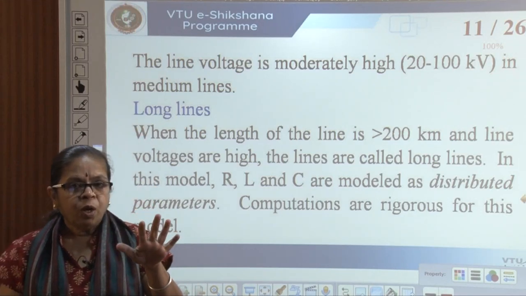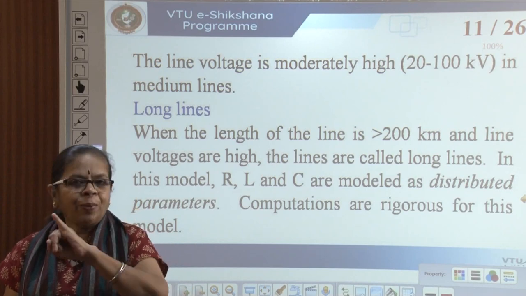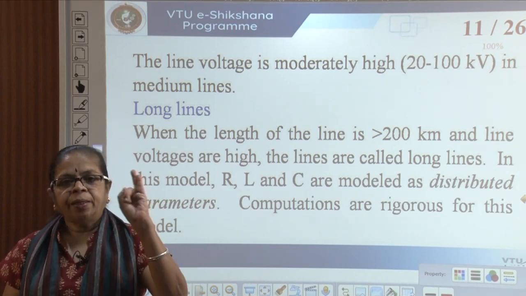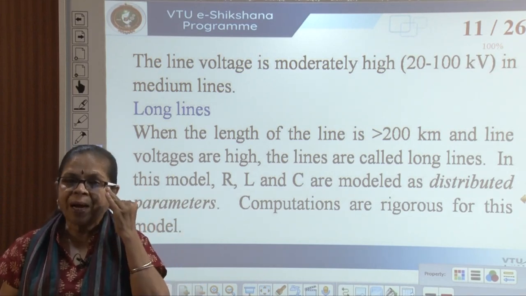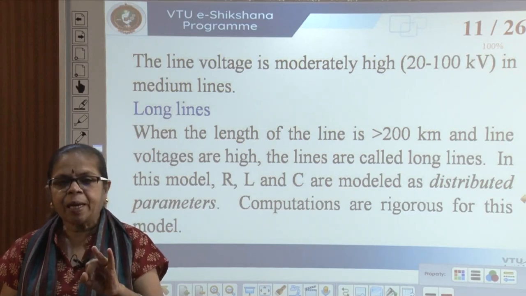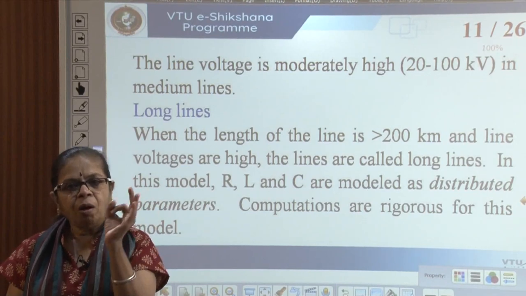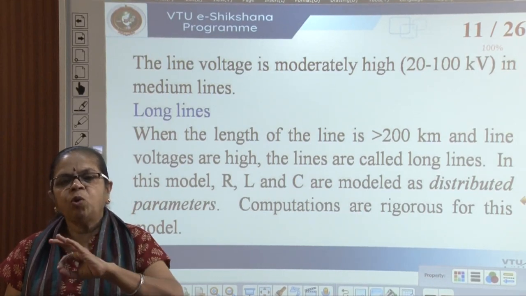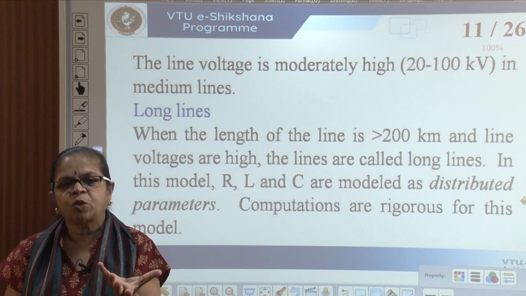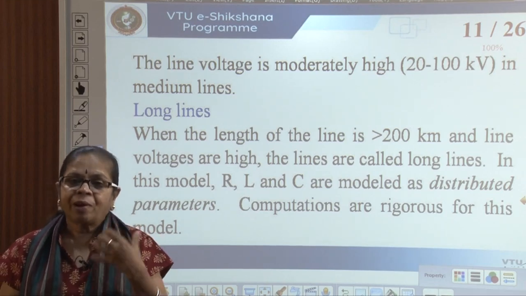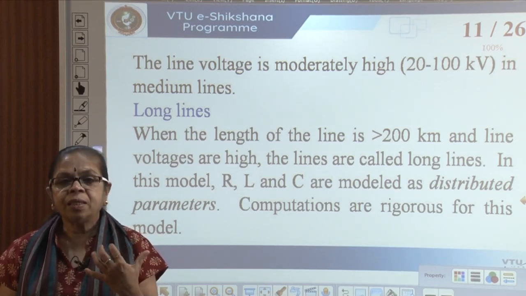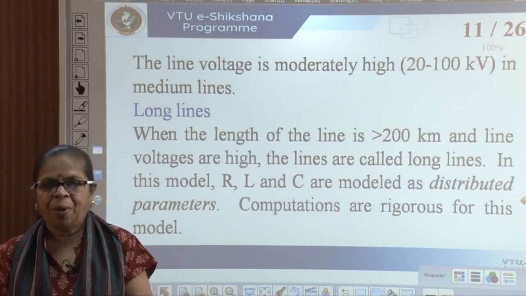So, you are clear now? We have the short line model where we neglect the capacitance, and the medium line models, pi and T, where you consider the capacitance and model it in two different ways. And you have the long line model where we do not lump the parameters of the line. Instead, we have to write equations considering the distributed nature of the parameters.